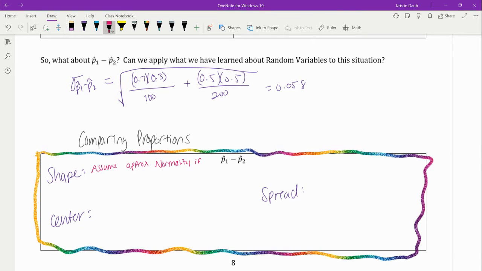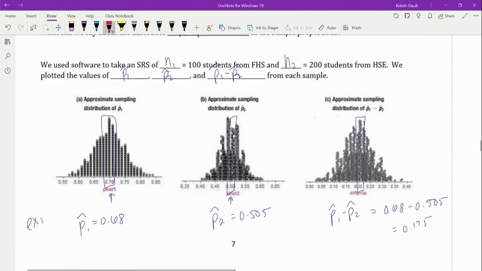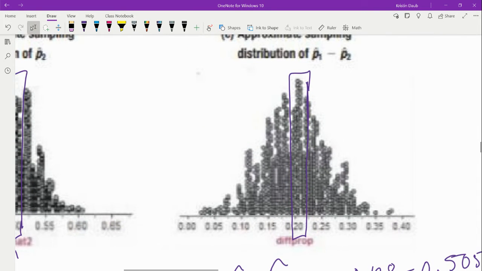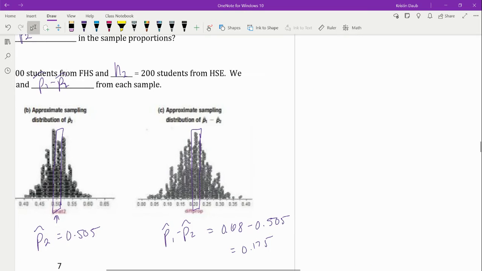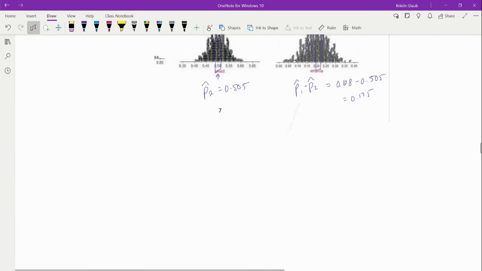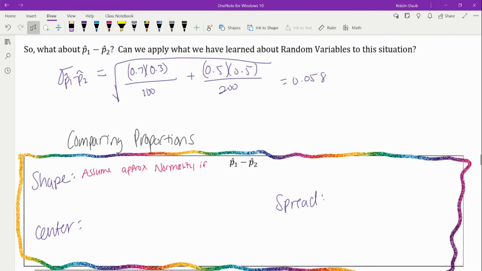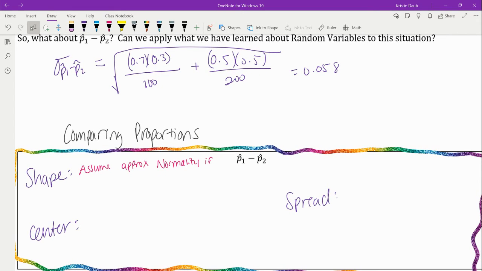Now let's take a look back here. This graph, the sampling distribution of the P1 hat minus P2 hat, looks pretty normal to me. I mean, it's going to have some variability, but it looks not bad. It's definitely not skewed, so that's good news. And so we can assume approximate normality if things hold true.